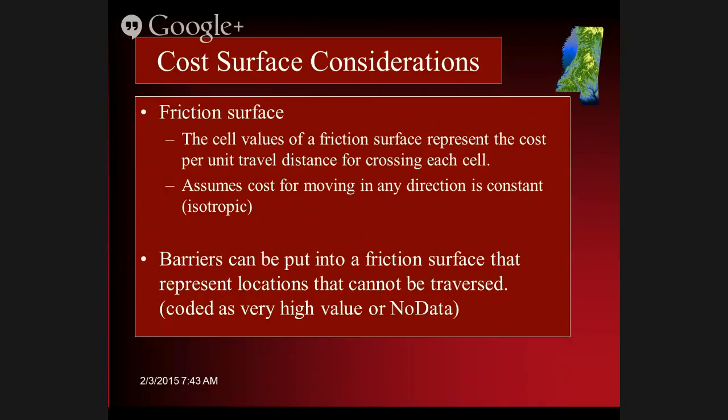So it assumes the cost for moving in any direction is constant. And the term for that is isotropic. And that sometimes can be an issue that people struggle with modeling using this technique or this model. In the vector world, it's easy to model traveling in different directions on the same path and having a different cost associated with that. In fact, it's necessary.